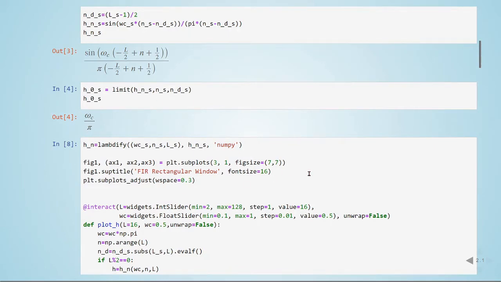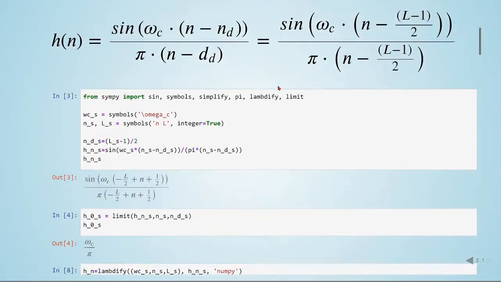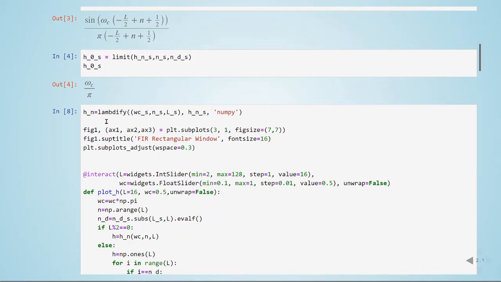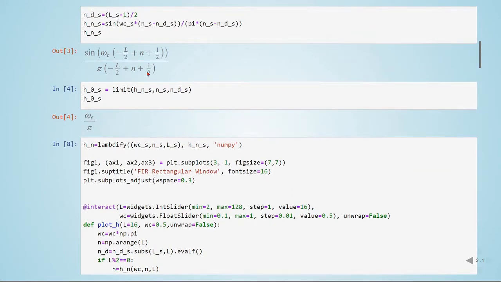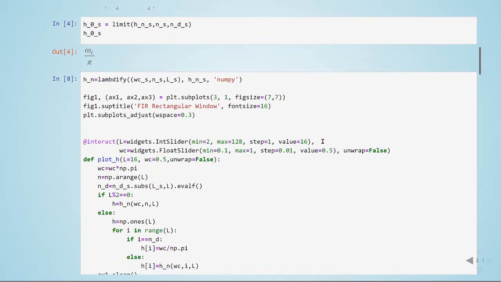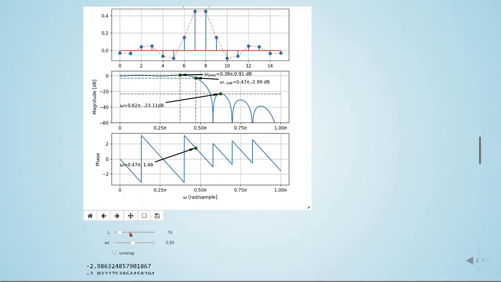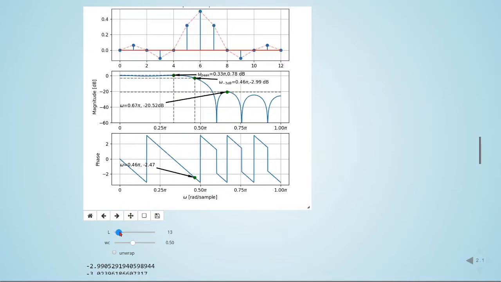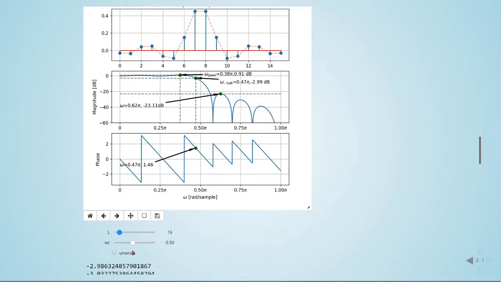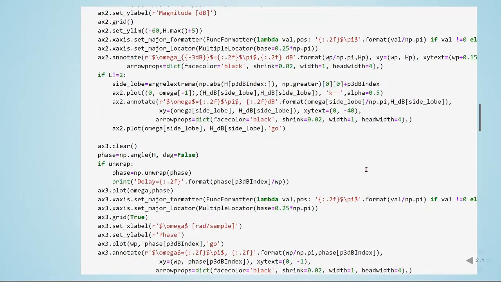So here we have the plots. We will assume that L is equal to 16, and I'm using lambdify here because I want these symbolic expressions to become available to use with NumPy, so I can use this lambdify instead of redefining them using NumPy. Then I'm defining some axes and figures for our plots. I'm using interact again, so we can use the slider to change the values of the length of our filter, and also omega c. But for now I will leave it like this.